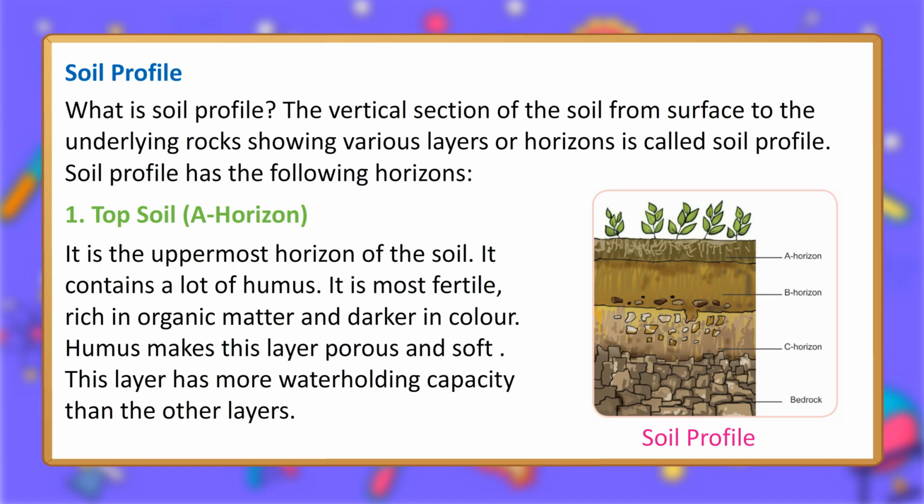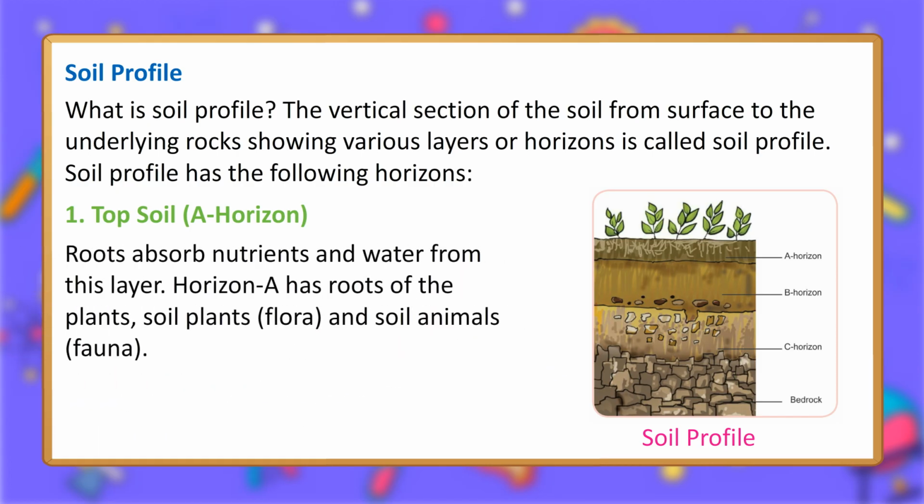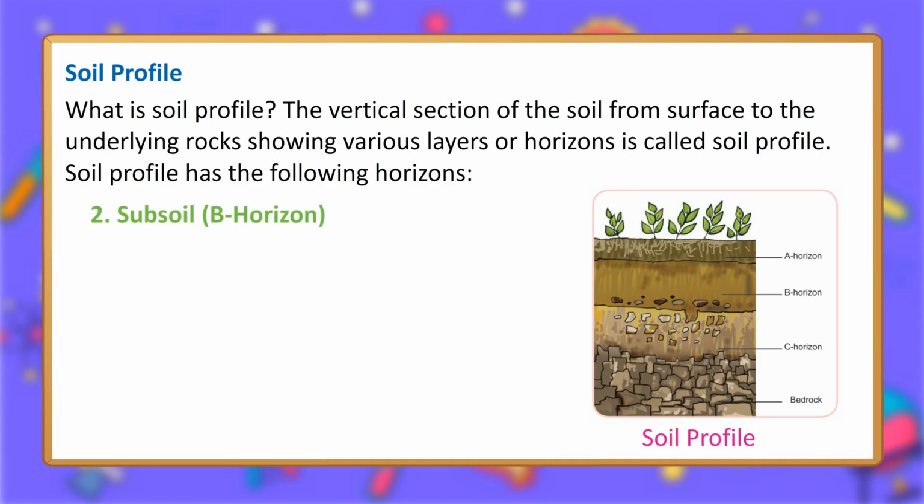It is most fertile, rich in organic matter and darker in color. Humus makes this layer porous and soft. This layer has more water holding capacity than the other layers. Roots absorb nutrients and water from this layer. Horizon A has roots of the plants, soil plants (flora), and soil animals (fauna).